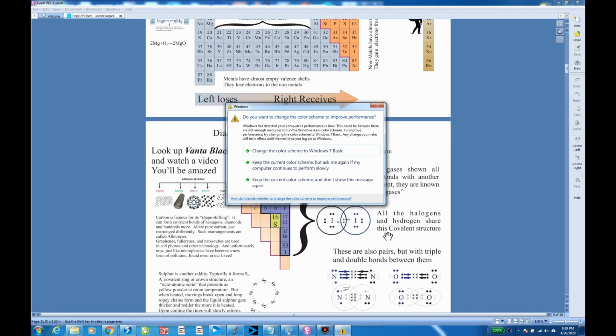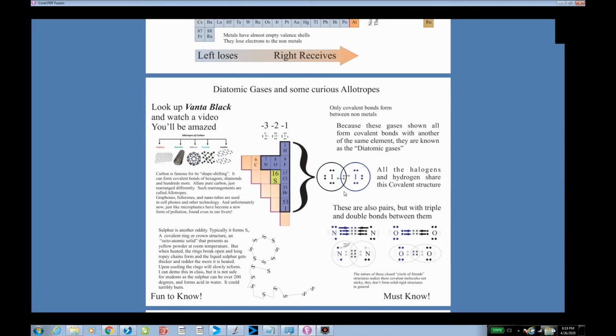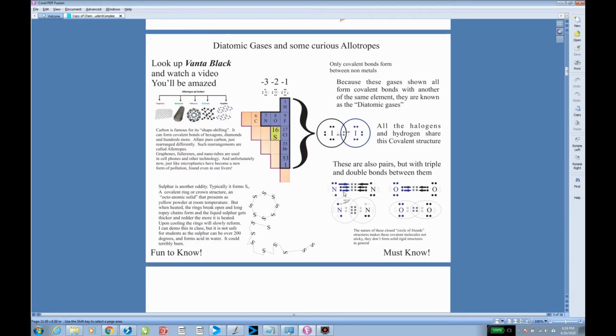And then, this thing again. And then there's this. And this small stuff is, you see what it says? Fun to know. Must know. Pay attention.